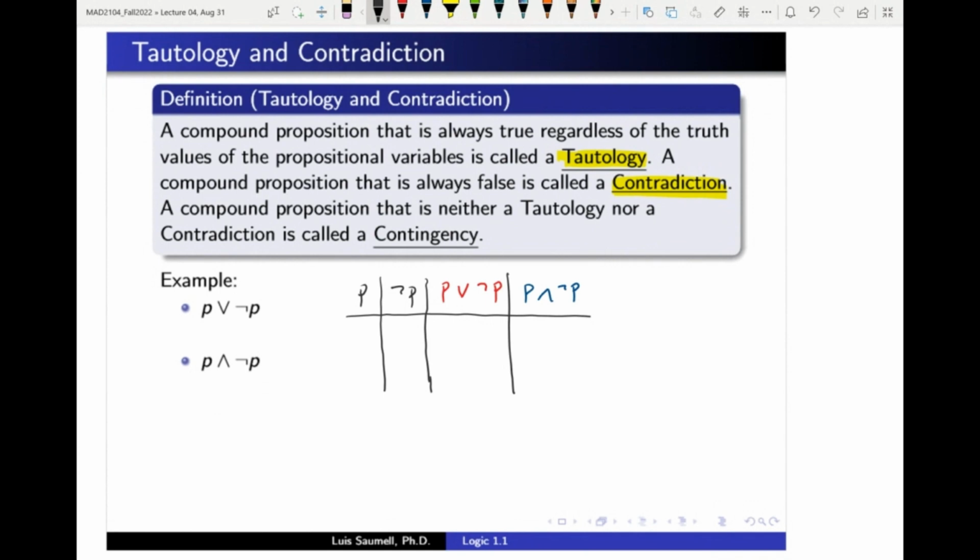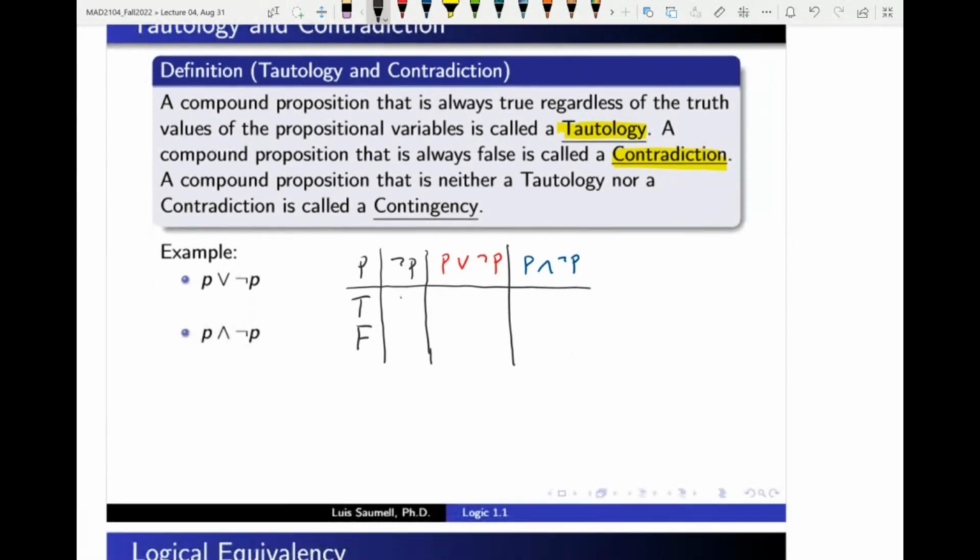So how many rows do we need? It's only one variable, so we need two rows, true and false. That's it. Let's fill in this little table. What's the next column? False, true. What's the next one? True. What operation are we doing? It's an OR operation, right? So remember, OR is true if at least one of them is true. It's false only when both are false. That's not the case here, so this is true and true.